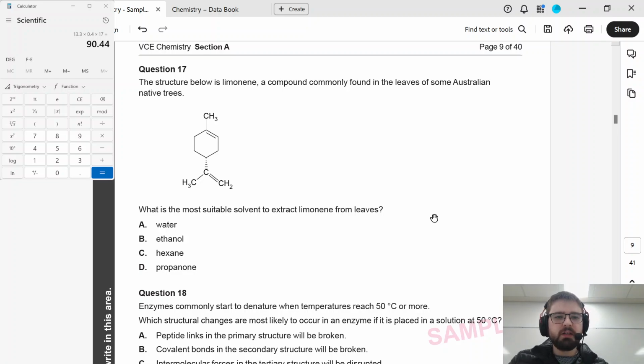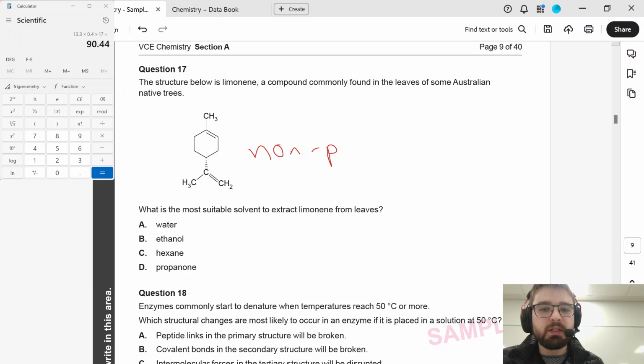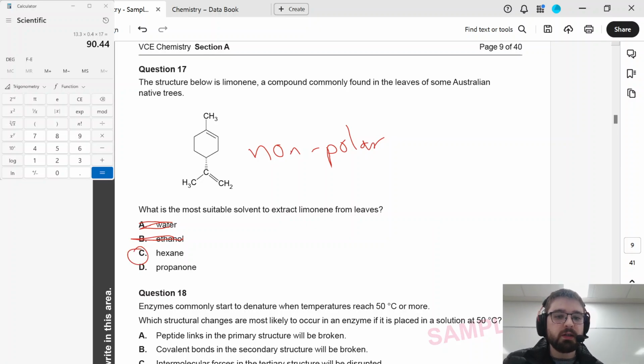We've got limonene, a compound commonly found in the leaves of some Australian native trees. What is the most suitable solvent to extract limonene from leaves? Obviously, solvent extraction is one of the new topics on the study design. This is just a straight up polarity question. Everything here is a carbon or hydrogen, meaning this is very non-polar. So this is basically asking what is the most non-polar solvent? The answer will never be water, unless the only option is water. Ethanol is very polar. Propanone is a little bit polar. Hexane is very non-polar, so it will be the best one there.